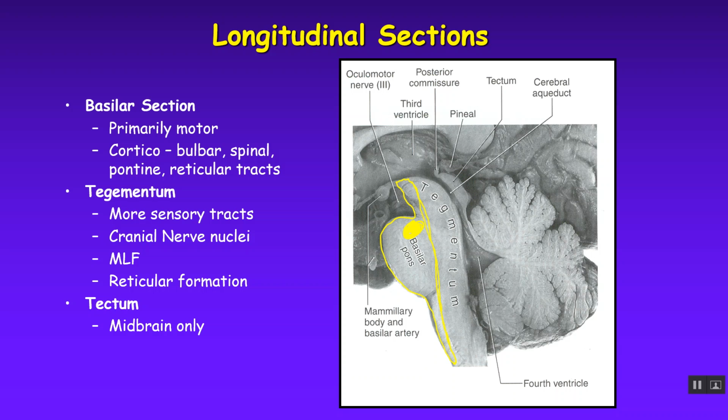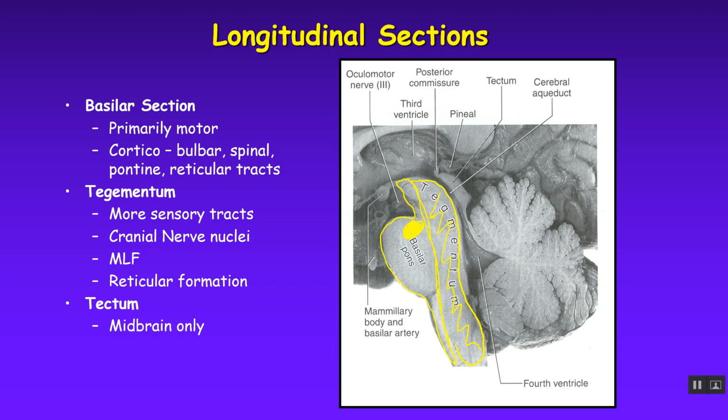The tegmentum, so this whole region back here is considered the tegmentum. More sensory tracts are back there. That's mostly sensory tracts. If they're running through that brainstem, they're going to be back in that tegmentum. Most of your cranial nerve nuclei lie within that tegmentum. It's just kind of that meaty center of your brainstem.